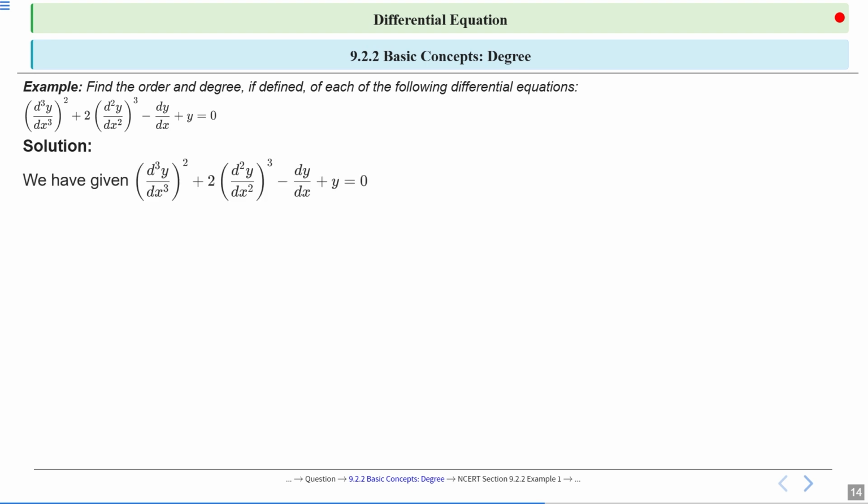So we have given (d3y by dx3) whole square plus 2 (d2y by dx2) whole cube minus dy by dx plus y equal to 0. The highest order derivative in the given differential equation is d3y by dx3. Okay, so the order is 3. We differentiate y three times. First we get dy by dx, then we again differentiate dy by dx with respect to x, we get d2y by dx2. Then we again differentiate to get d3y by dx3. So the order of this term is 3.